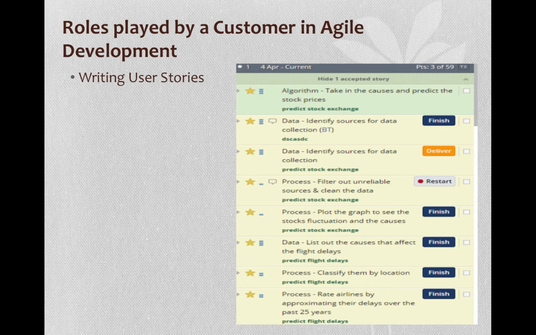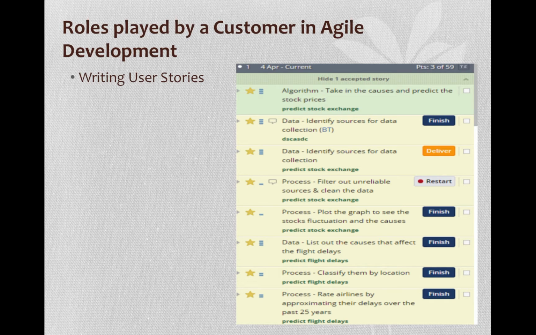So what is one of the roles? One of the roles is writing user stories. You can see in the screenshot, in the image which I have shown here, the customer actually writes user stories for the development team. These user stories are the user requirements, which have the information about what the user actually needs. Customers write user stories because they are the domain experts; they know what they need.